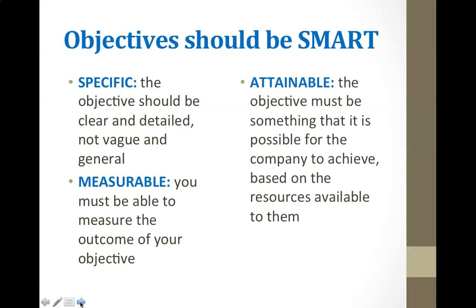Objectives should be SMART. We looked at this, so they should be specific. The objective should be clear and detailed, not vague and general. A vague objective in digital marketing, an example might be, I would like my Instagram page to do very well. Whereas a more specific example would be, I would like to get 100 new likes on this post, or I would like to connect with 100 new people today on Facebook. So you're being quite more specific there.